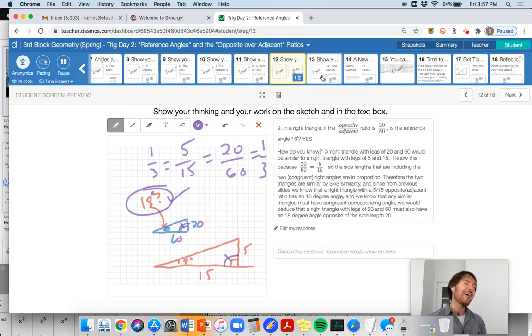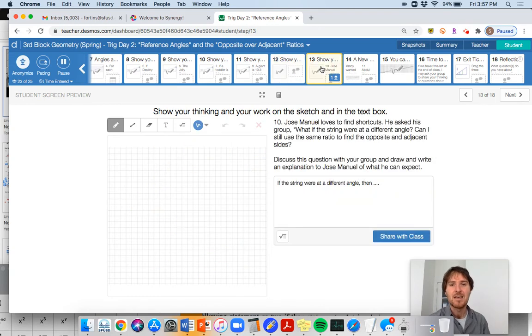So whenever we have a right triangle whose legs are in a 1-to-3 ratio, we know we have an 18-degree reference angle, opposite the smaller leg. All right, next up here.